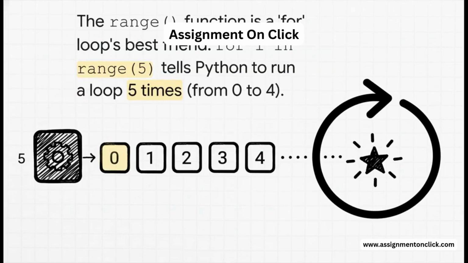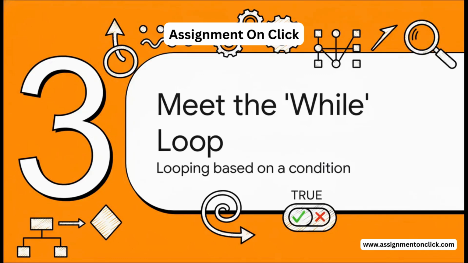Okay, that's great for lists, but what if you just want to do something, say, 10 times? You don't have a list, you just have a number. Well, that's where the range function becomes the for loop's best friend. Think of it as a super fast way to create a sequence of numbers on the fly. When you write for i in range(5), you're literally just telling Python, hey, run this code block 5 times. It's so useful. All right, time for tool number 2 in our kit, the while loop.